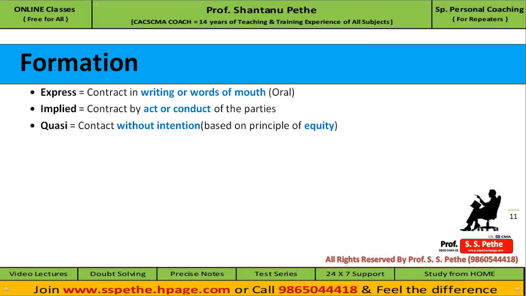Now we will see the quasi contract. This is very important and you have to understand it properly. See, in such type of contract, there is no intention of the parties to the contract to enter into a contract. It is by chance it happens. It is based on the principle of equity.